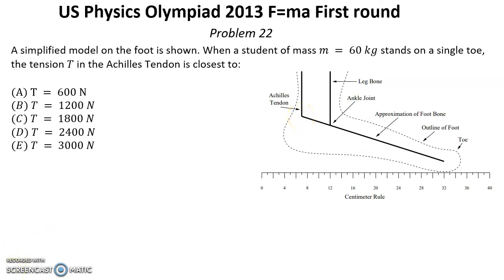So we have the equation: tension multiplied by a distance of 5 centimeters, this one, is equal to mg multiplied by a distance of 25 cm, which is this one. From here we can find that tension equals 5 mg, which is 3000 newtons. That's answer E.